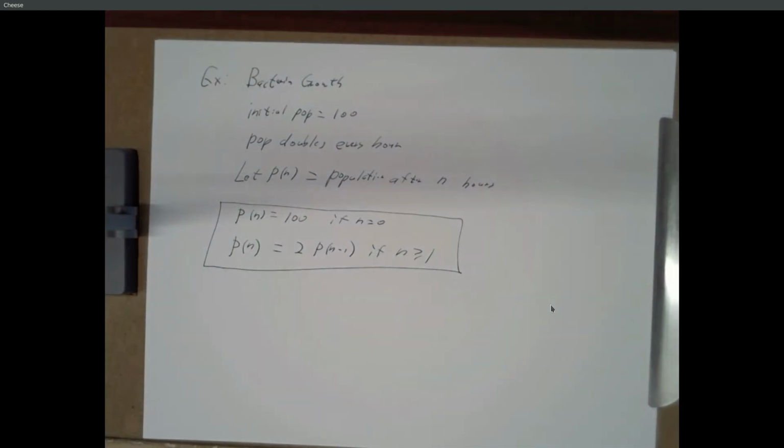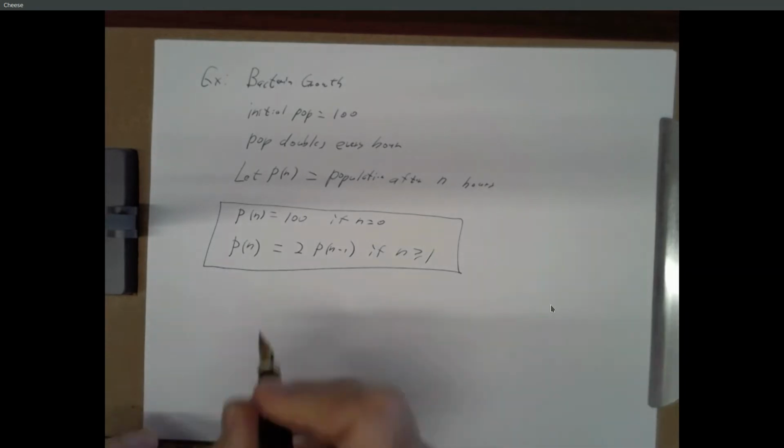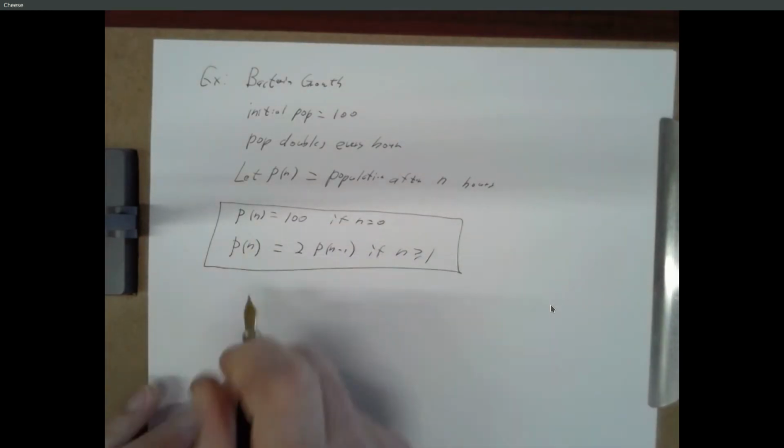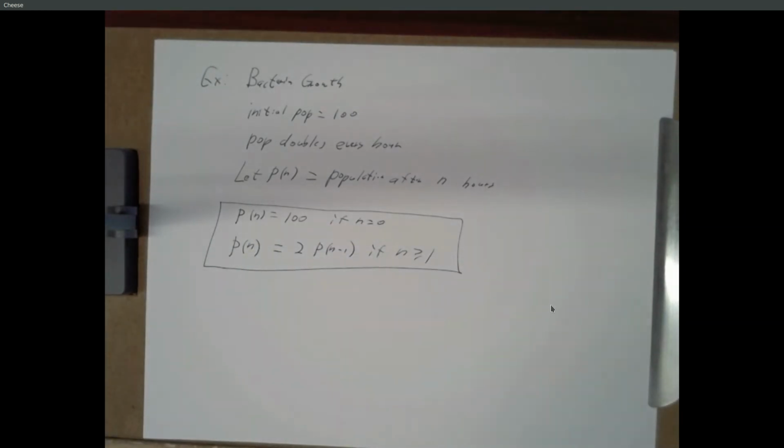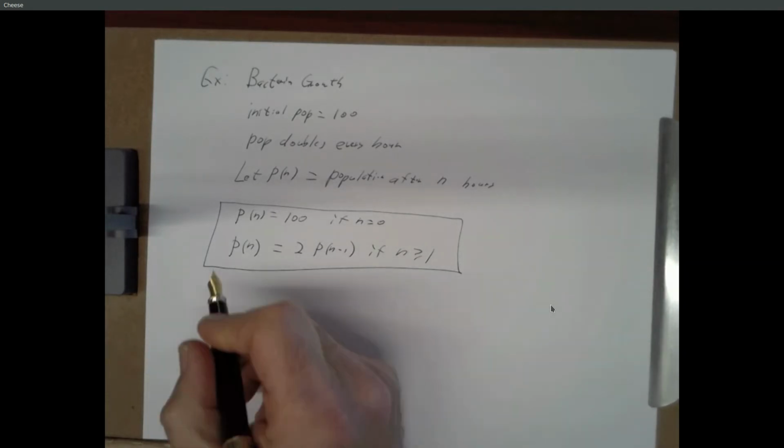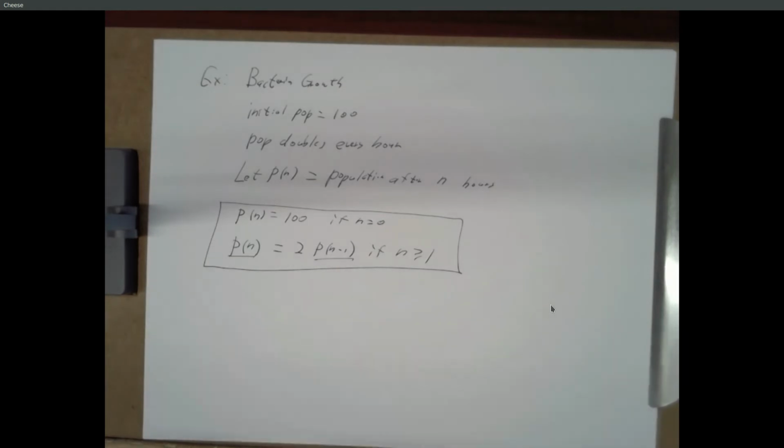Now, it's not a closed form where we can just plug in n and turn the crank and out pops P of n. But nonetheless, it describes exactly what P of n is for any value of n bigger than or equal to 0. So it's a recurrence relation. Recurrence relation is basically when we describe a function in terms of other values of the function at smaller arguments.